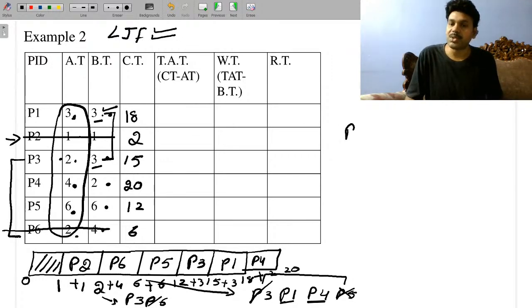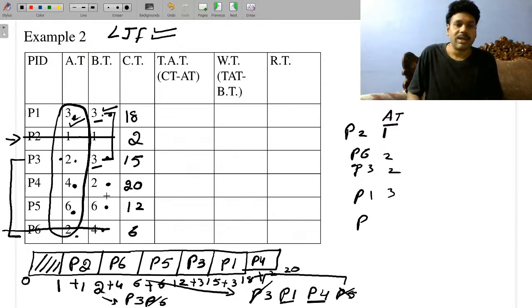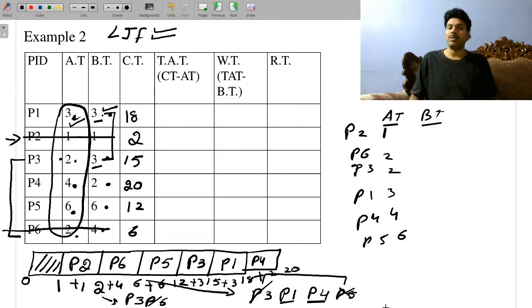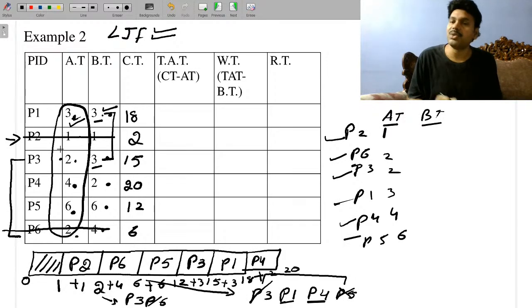Otherwise, you reshuffle the processes along with your arrival time. So first, P2 has come first, then after that P6 has come with its arrival time, then after that P3 also with arrival time 2. Then what is the next process? This one, arrival time 3, that is P1 at 3, and after that P4 with arrival time 4, after that P5 with arrival time 6, and write the burst times accordingly and do it, no problem. So you will also get the same order. So either you reshuffle them in ascending order or you can do the problem directly.